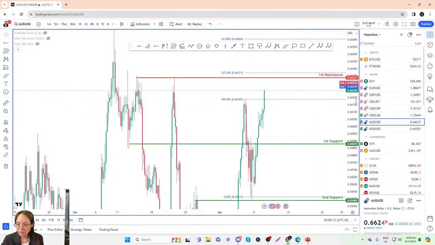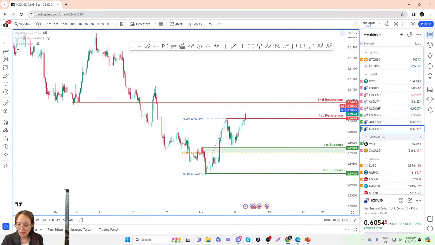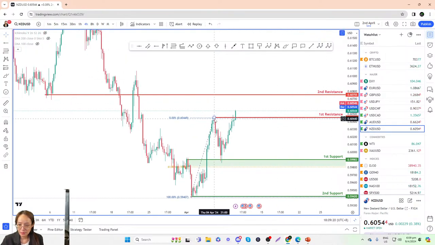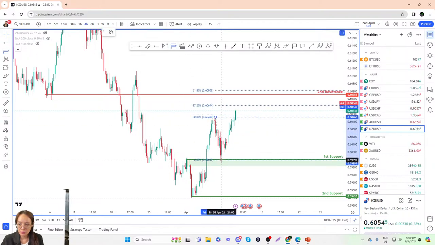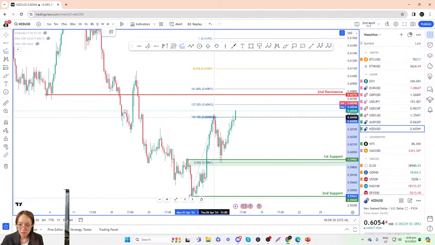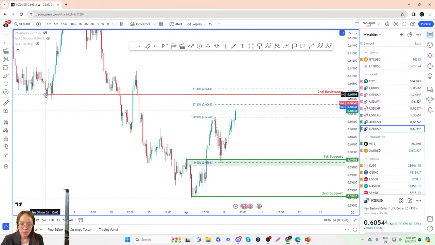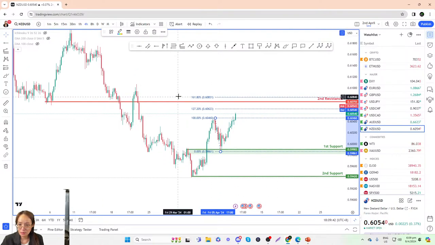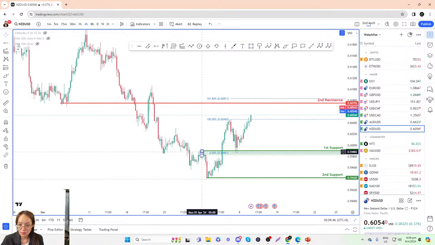Aussie dollar is still rising really strongly. Okay, what about the Kiwi dollar? Kiwi dollar broke my, let me see, I will use extension. Okay, you will see how I use my extension to trade. So I think price could come to 161 extension. Okay, price came already.